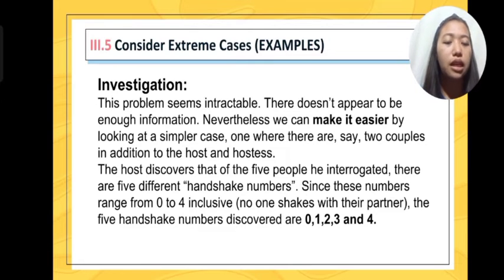the host and hostess. The host discovered that of the 5 people he interrogated, there are 5 different handshake numbers. Since these numbers range from 0 to 4 inclusive, no one shakes with their partner. The 5 handshake numbers discovered are 0, 1, 2, 3, and 4.